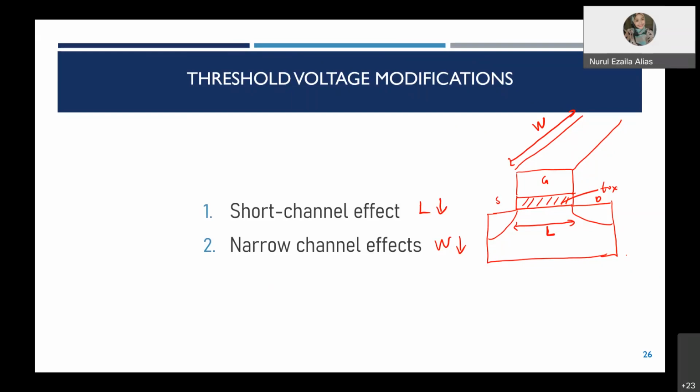So we call it the narrow channel effect. Narrow channel effect and narrow width effect are the same. Some books use narrow channel effect, some books use narrow width effect. It is the same. So when these two reduce, usually there will be an effect after that. What is the common effect that occurs here? Let's see, usually on the threshold voltage. We will see the effect of gate length and also width on the threshold voltage.